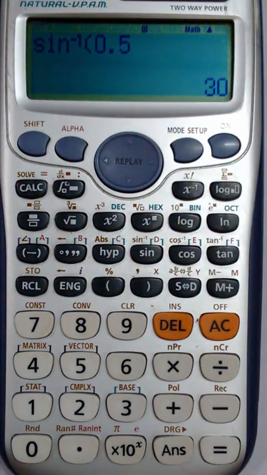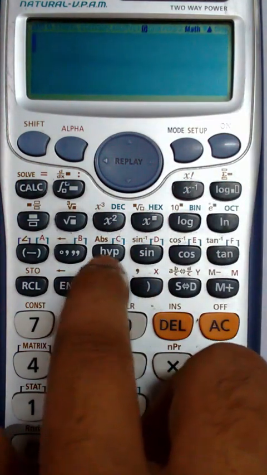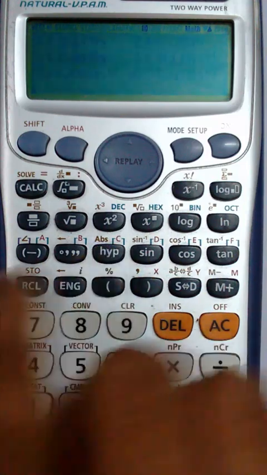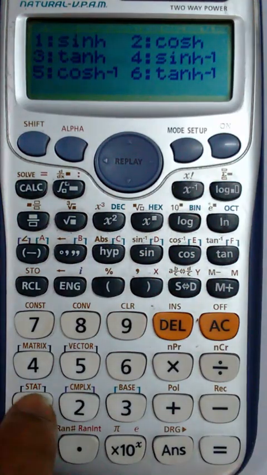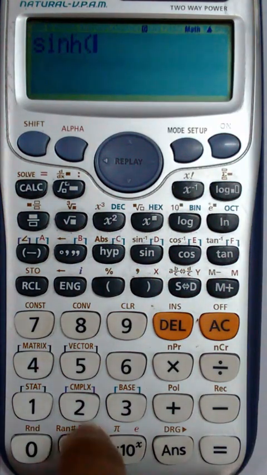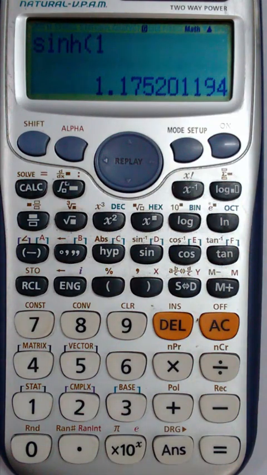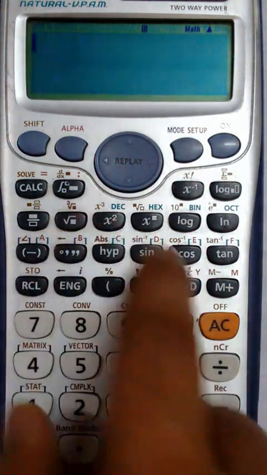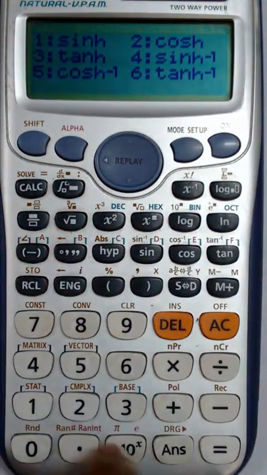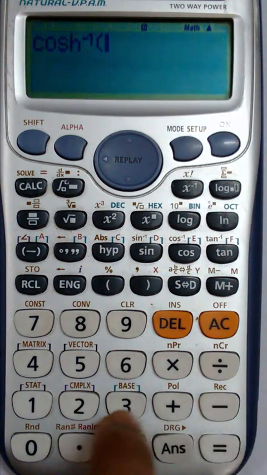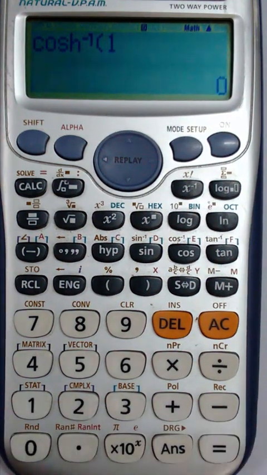How to calculate hyperbolic functions? See here, you can see HYP is there, meaning hyperbolic result. Suppose I want to calculate sinh of 1.175, and if I want to calculate cosh inverse of 1, which is nothing but 0. In this way you can use the trigonometric relations on your calculator.